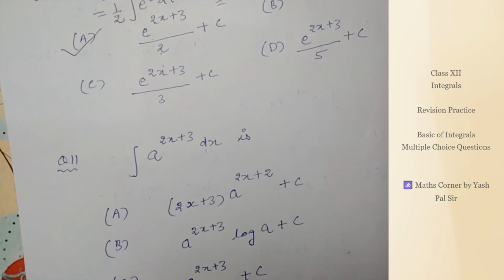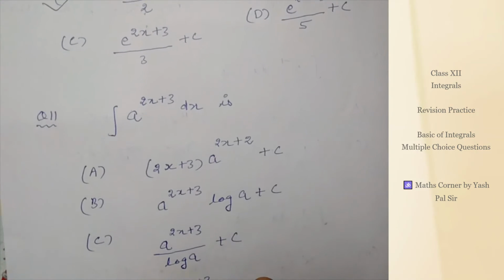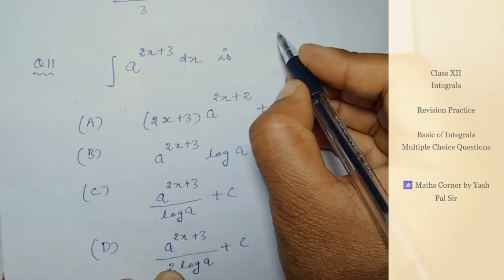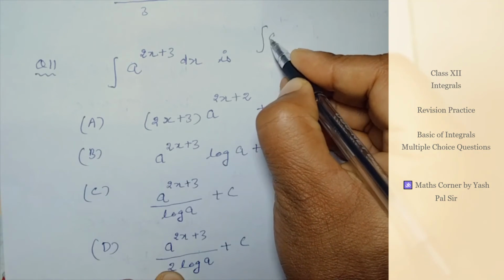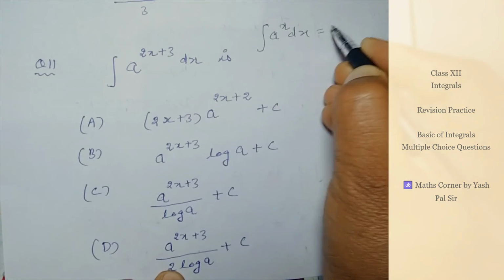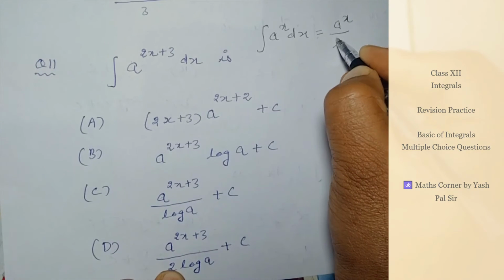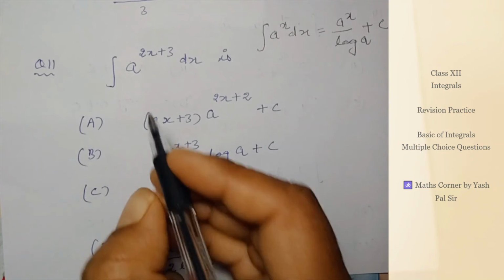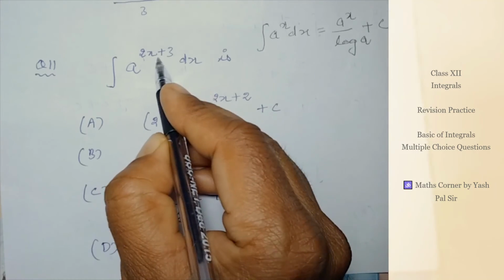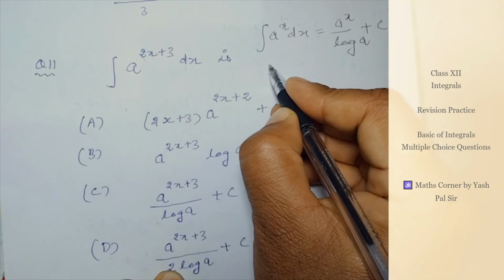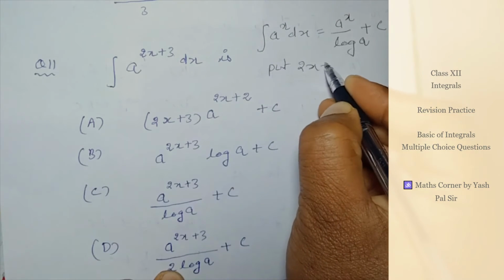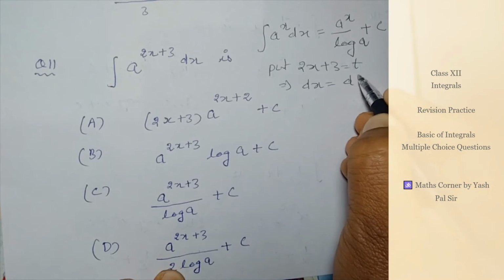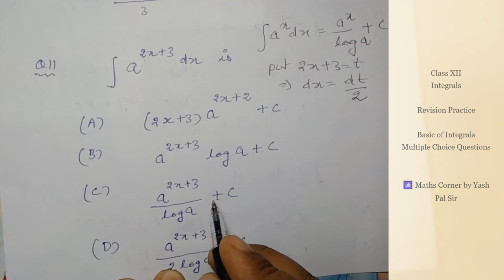Now next question, question number 11. Here we have a raised to power 2x plus 3. Again we know that integration of a power x dx is equal to a power x upon log of a plus c. So a is okay, just the power is 2x plus 3. So we put 2x plus 3 equal to t. That means we can write dx is equal to dt upon 2.